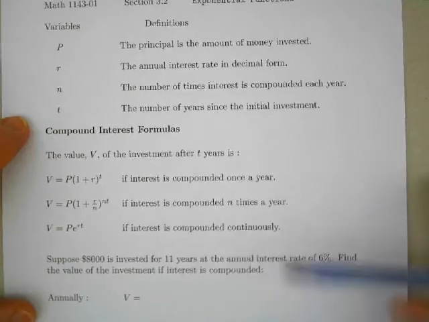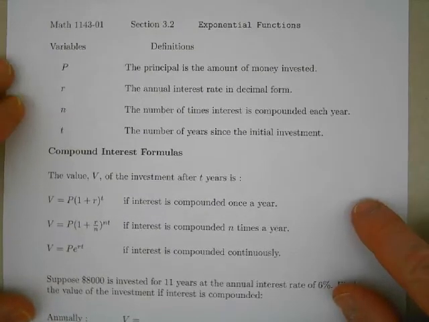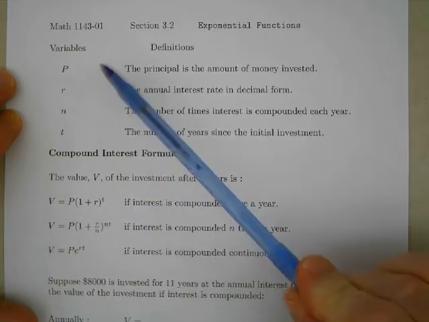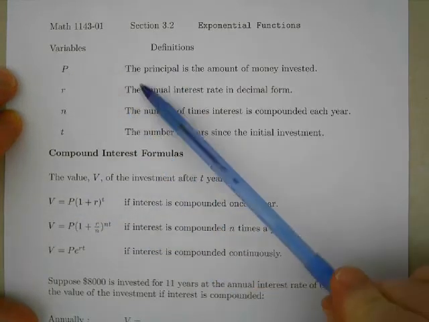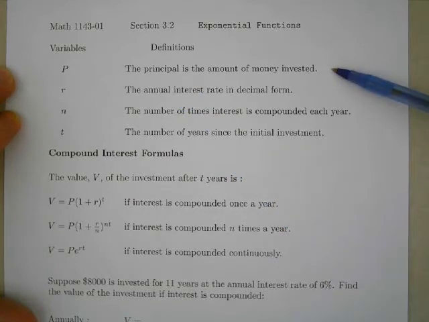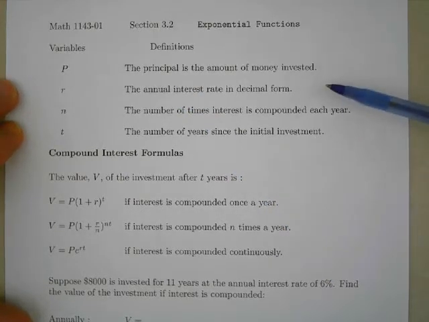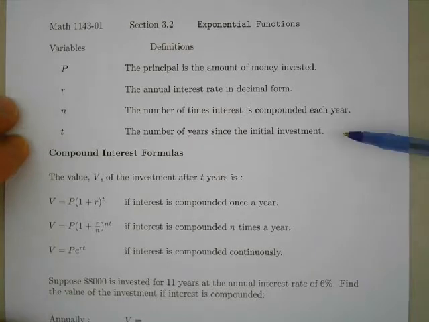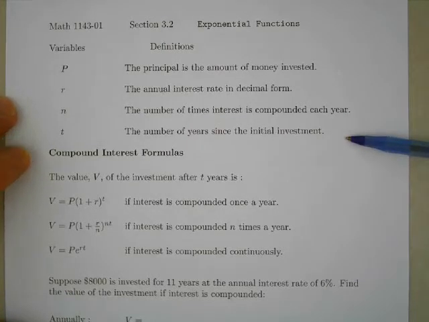For now, we'll define the variables involved. For compound interest formulas, capital P represents the principal. The principal is just the amount of money that is invested. Lowercase r is the annual interest rate in decimal form. n is the number of times interest is compounded each year. And t is the number of years since the initial investment.